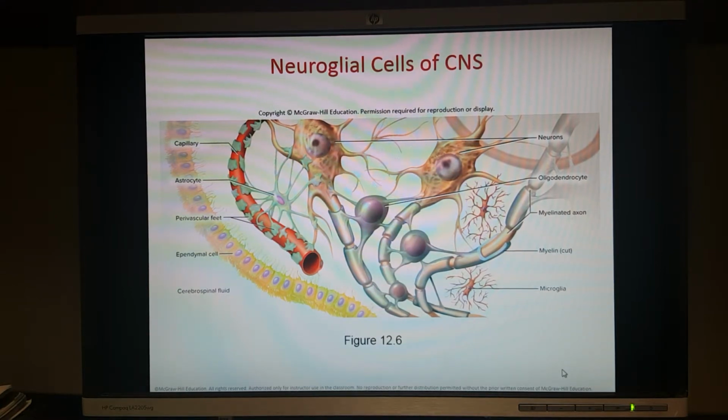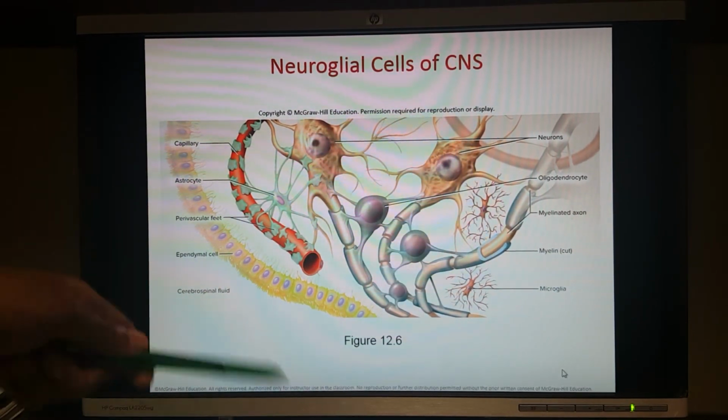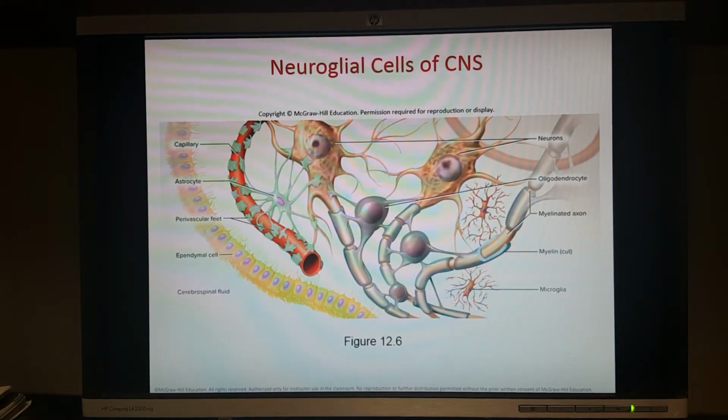And the last neuroglia cell here, the ependymal cell, making your cerebrospinal fluid inside of your empty chambers. Well, empty, but open chambers inside your brain, which are filled with your cerebrospinal fluid. So those are your ventricles.